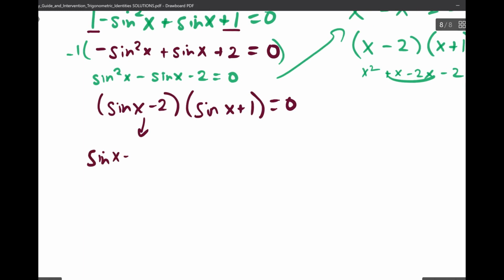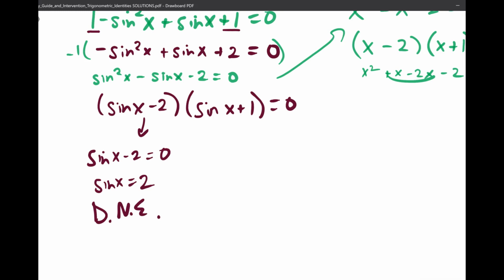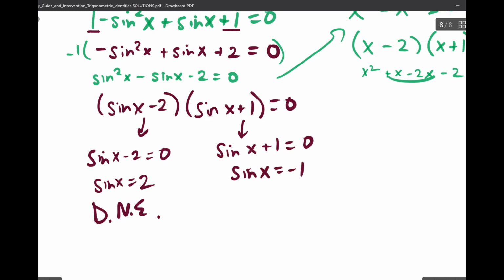So sine of x minus 2 equals 0, so sine of x equals 2. This does not exist. There's no place on the unit circle where sine is equal to 2. So that's a non-starter right there. Alright, the other one: sine of x plus 1 equals 0, minus 1 from both sides. Sine of x equals -1.